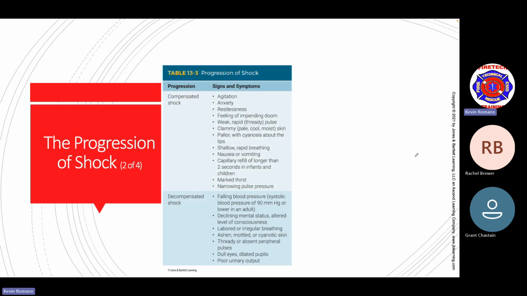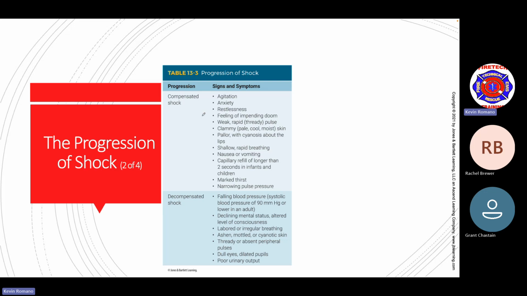So as you can see on here, here are your signs and symptoms of the compensated stage. Agitation, anxiety, restlessness, feeling of impending doom, weak, rapid, thready pulse, clammy, pale, cool, moist skin, pallor, so cyanosis about the lips, shallow rapid breathing, nausea, vomiting, cap refill longer than 2 seconds in infants or children, marked thirst, and narrowing pulse pressures. Okay.